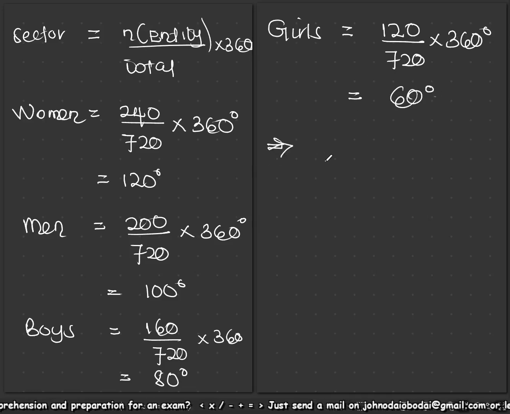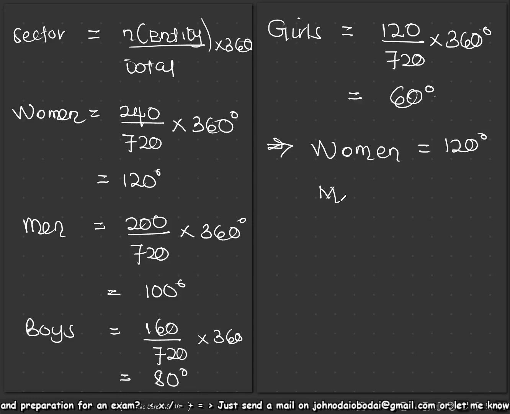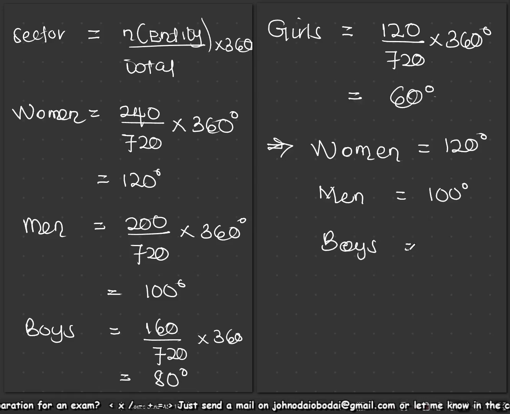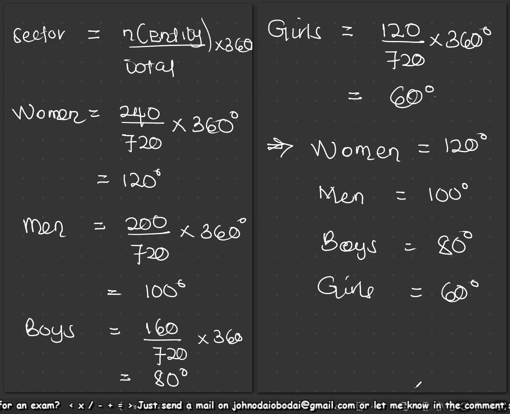So this implies that the pie chart we are going to draw is going to have a sector of 120 degrees representing women, then a sector of 100 degrees representing men, then a sector of 80 degrees representing boys, and then for girls we are going to use a sector of 60 degrees.